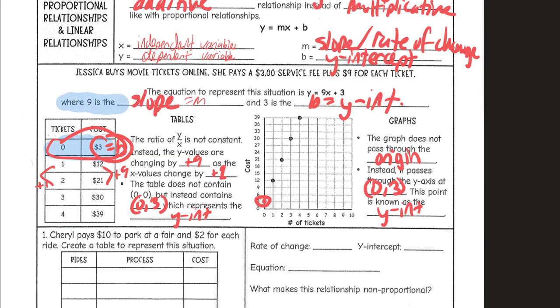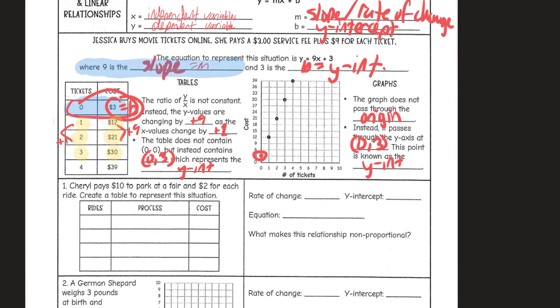Okay. And to show you, if we do 21 divided by 2, that's not 9. 30 divided by 3 is 10. 12 divided by 1 is 12. So you get different numbers from y over x. So that's why it doesn't work for a non-proportional. Okay? All right.